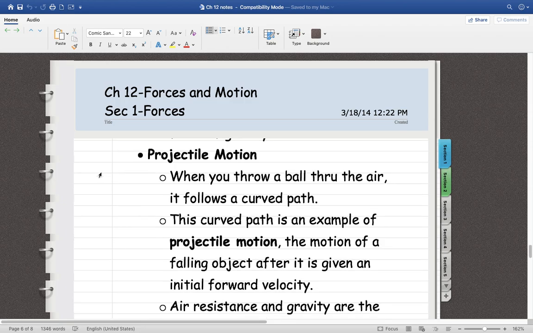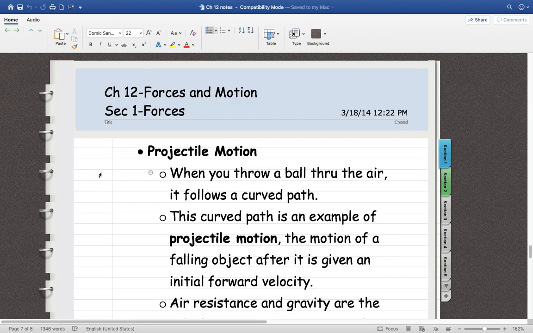Projectile motion is the next one. Projectile motion is when you throw a ball through the air and it follows a curved path. That curved path is an example of projectile motion. It's the motion of a falling object after it has been given a forward initial velocity.